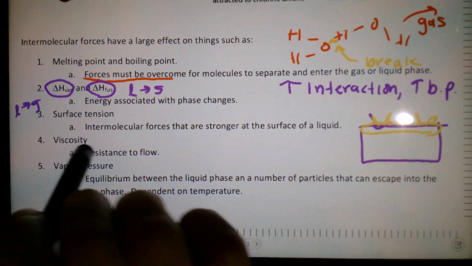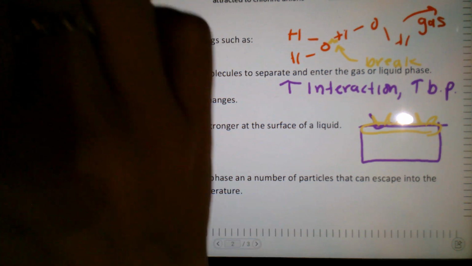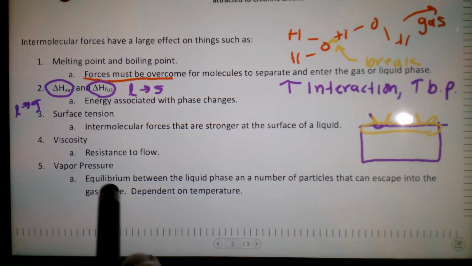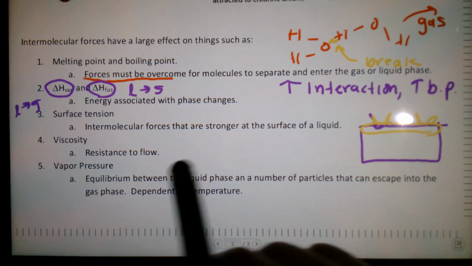Okay, so next, viscosity, resistance to flow. We're not going to really talk about this at all, but you can imagine that the increased interactions would have a large effect on how a liquid flows.